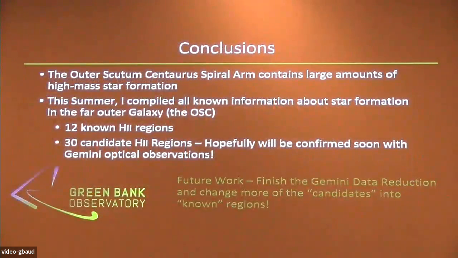In conclusion, the outer Scutum-Centaurus arm contains a large amount of high-mass star formation, which makes it a perfect laboratory to study this kind of phenomenon. In a nutshell, this summer I compiled all known information and tried to reduce the Gemini data we have, to see whether this line is present and say whether this is truly an HII region. That's it.